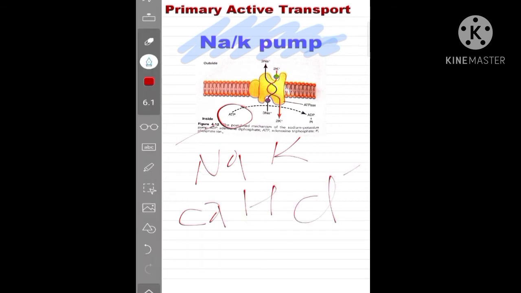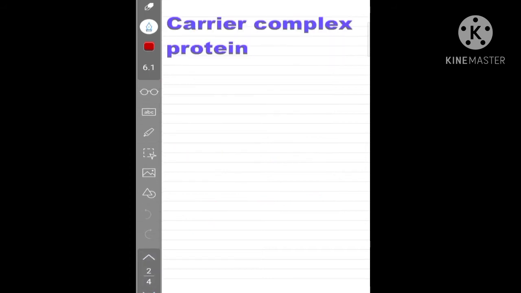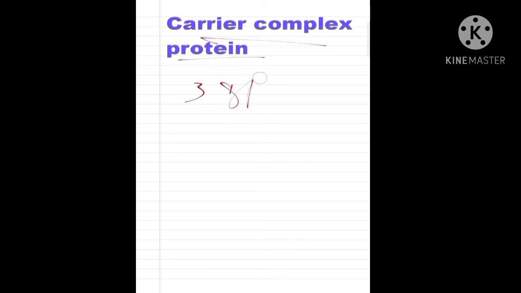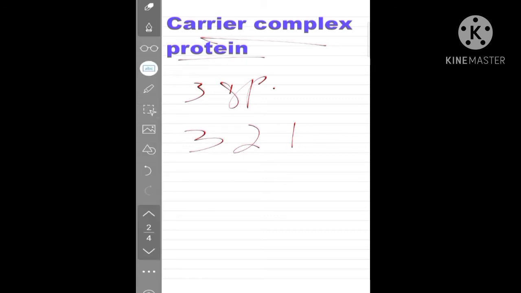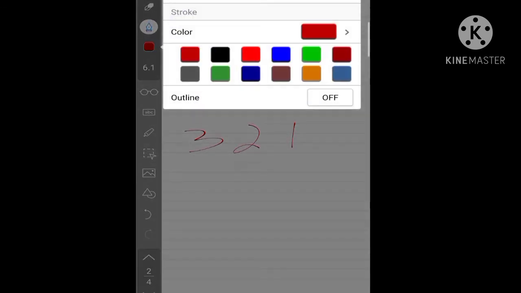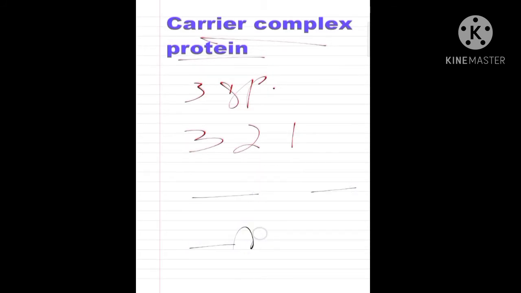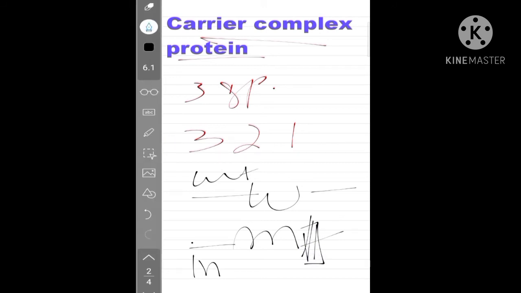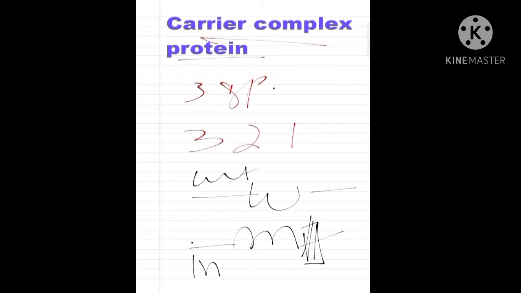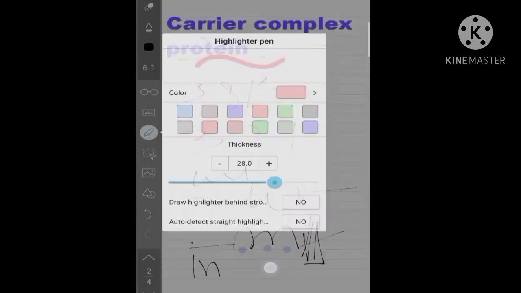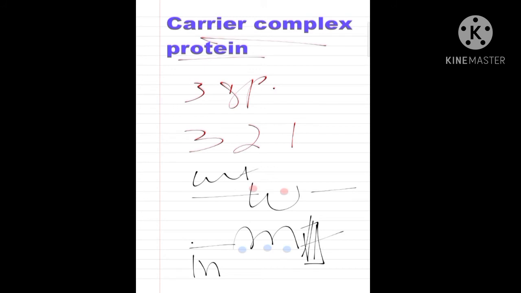It uses a specialized carrier protein which has three specific features, which I memorize as 3 to 1, which means there are three binding sites for sodium inside and two binding sites for potassium outside, and there is some ATPase like activity on the protein complex. These binding sites attach three sodium ions, and the potassium binding site attaches potassium ions.